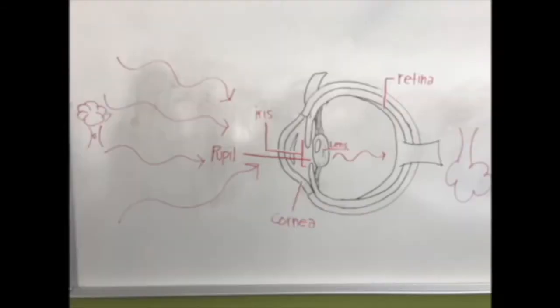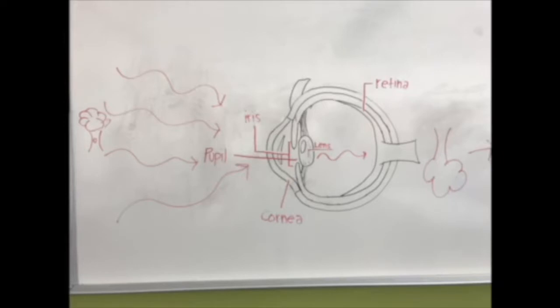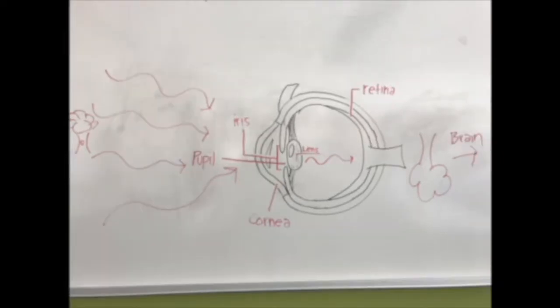Without light, you would not see. The iris contracts when it's bright, so light will not damage our eyes. In the dark, the iris expands, so more light is allowed to enter, helping us to see in the dark.